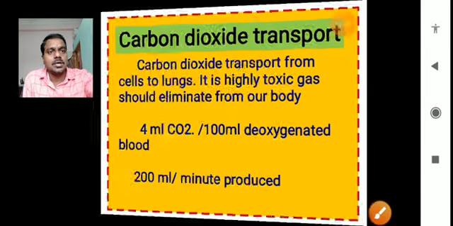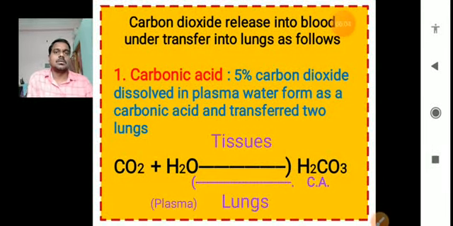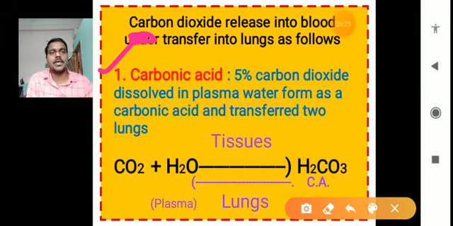So how is it released? The carbon dioxide is formed into intermediate molecules, intermediate structures, so that is very important. The carbon dioxide released into the blood is transferred to the lungs as follows. There are 3 steps. One is called carbonic acid.